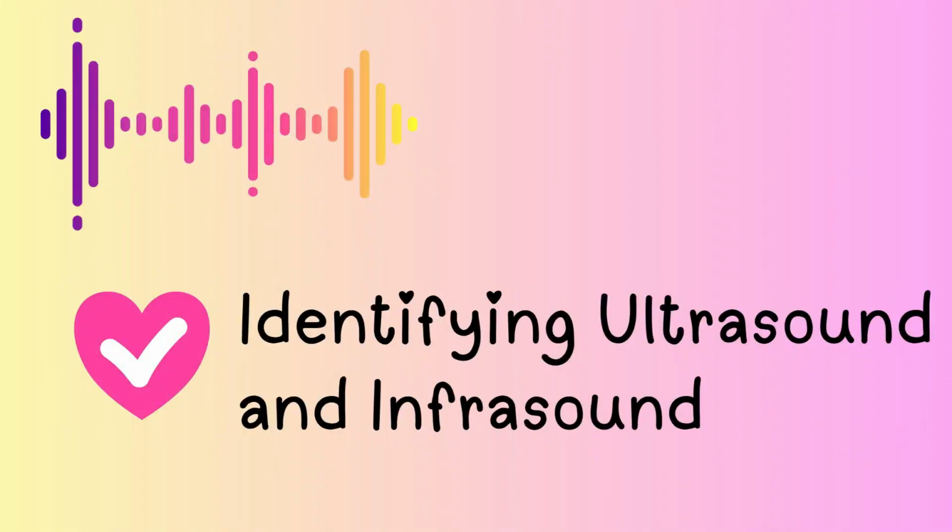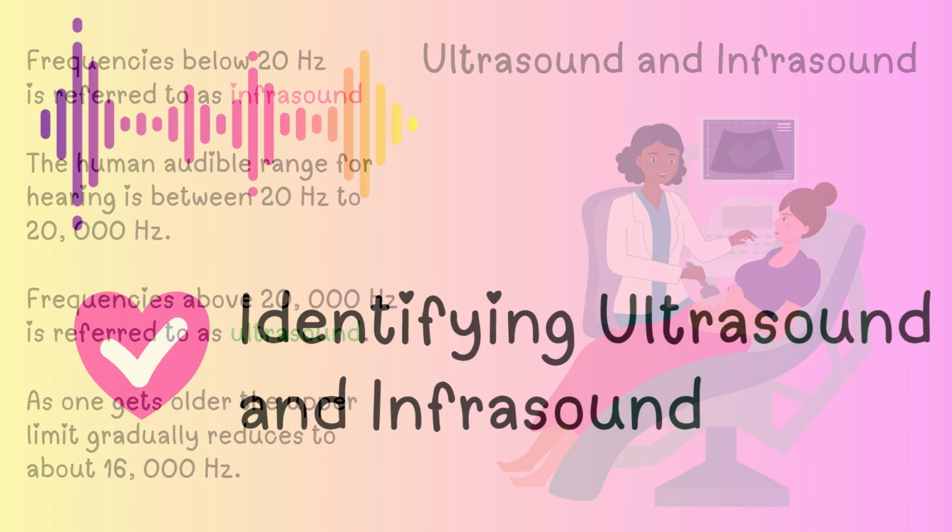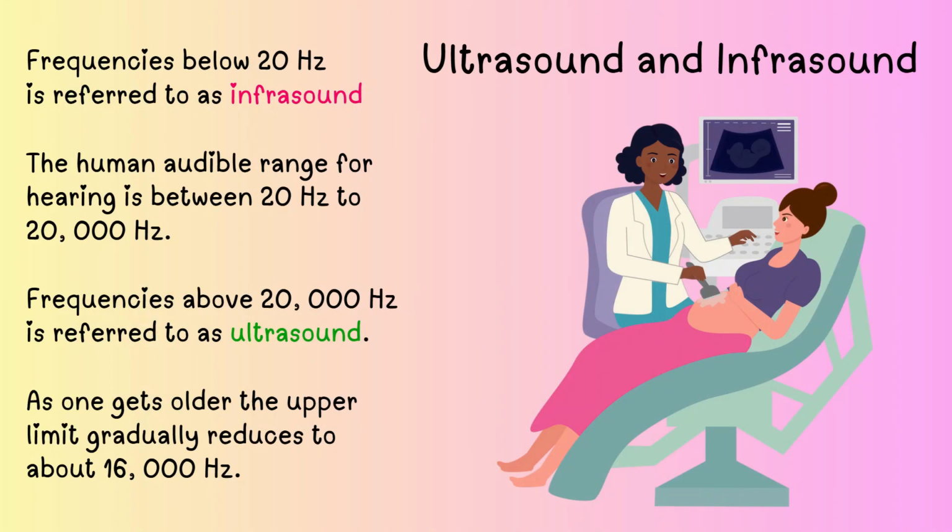Identifying ultrasound and infrasound. Frequencies below 20 Hz is referred to as infrasound. The human audible range for hearing is between 20 Hz to 20,000 Hz. Frequencies above 20,000 Hz are referred to as ultrasound. As one gets older, the upper limit gradually reduces to about 16,000 Hz.